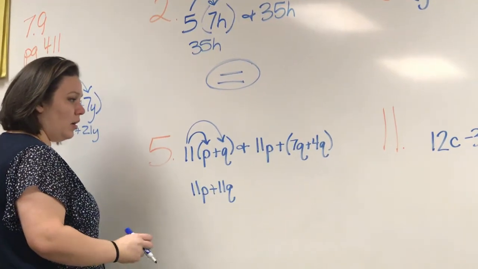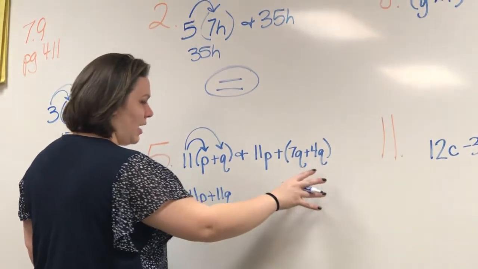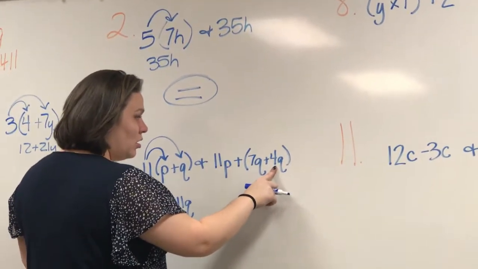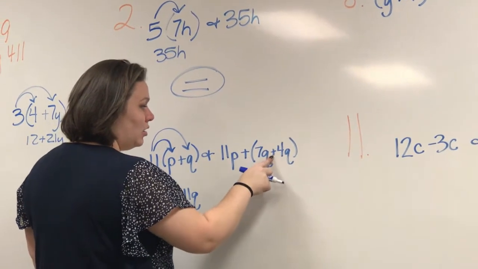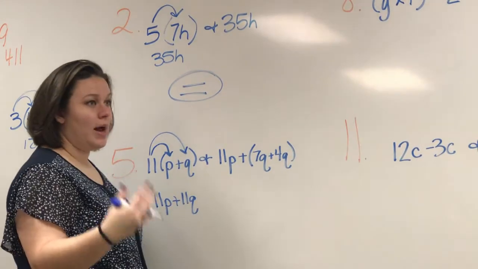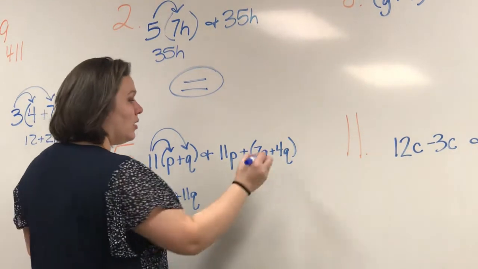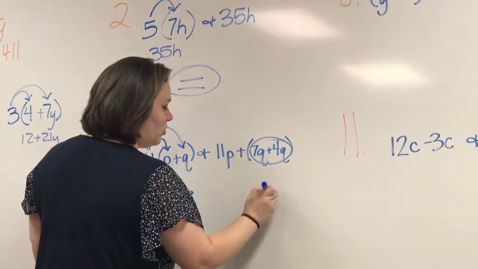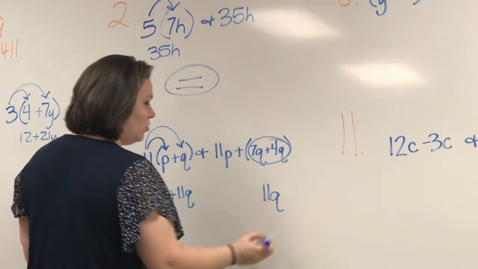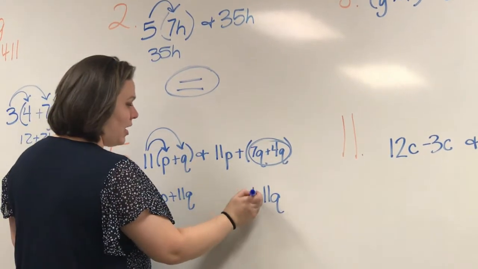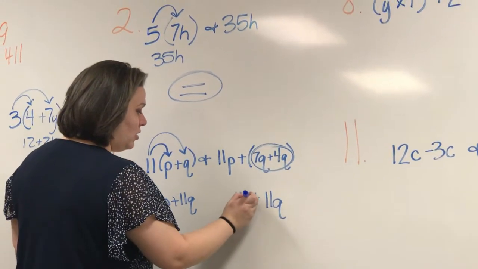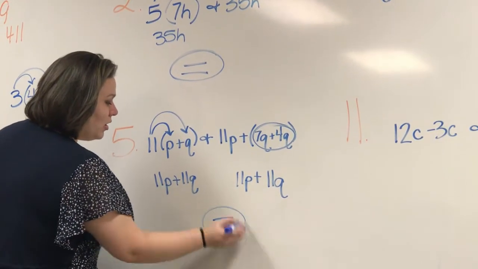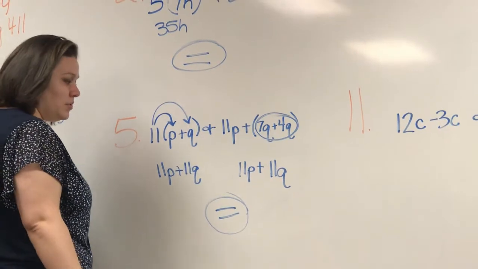Okay. Now I'm comparing it to this side. I see that both of these are q's, and I see that there's an adding symbol in the middle. When you're adding or subtracting, you can combine the like terms. So those would turn into 11q. Then we can take this out, and it would be 11p. So I would say that these are equal expressions.